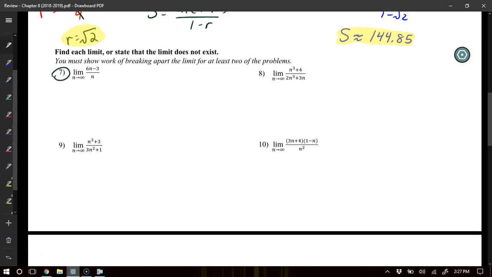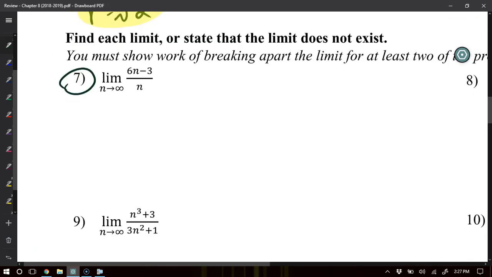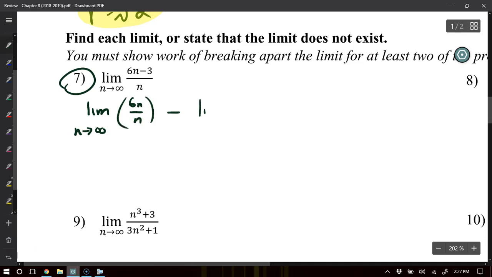And then we'll figure out what the other one is at the end. So showing work means we're going to split it apart. So in this case, I'm going to split, and I'm going to do the limit as n approaches infinity of 6n over n minus the limit as n approaches infinity of 3 over n. And notice in this case, the first one, the n's cancel. So really I'm asking you, what's the limit as n approaches infinity of just the number 6? And that's just 6.